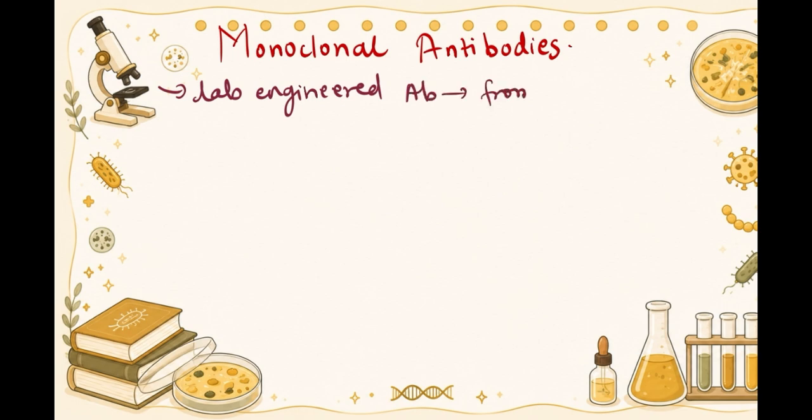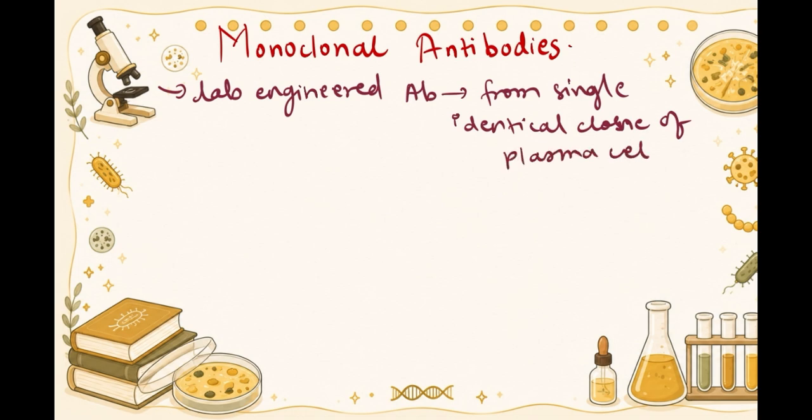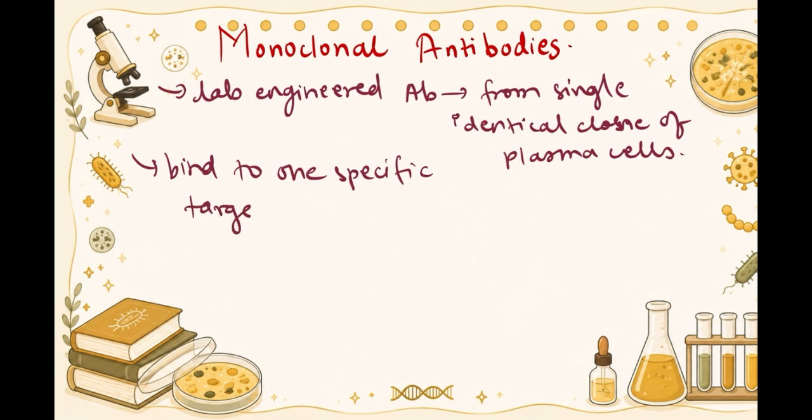The monoclonal antibody, or MAB, is a laboratory-engineered antibody derived entirely from a single identical clone of plasma cells. You see, unlike a natural immune response, which produces a highly mixed variety of antibodies attacking many different parts of a virus at once, monoclonal antibodies are designed for absolute precision. They are meticulously engineered to bind to one and only one specific target.